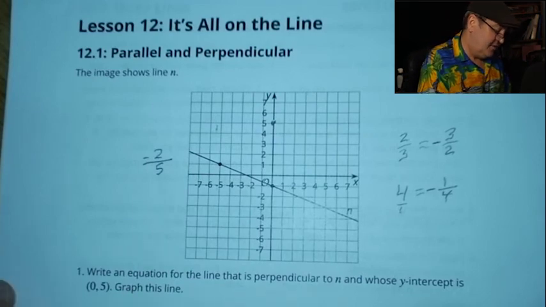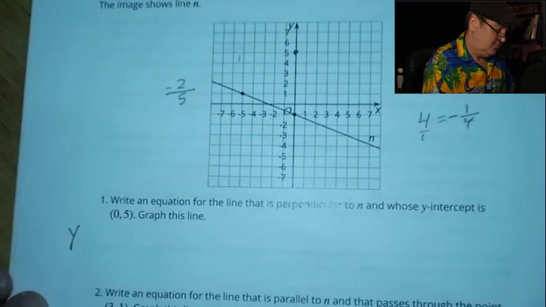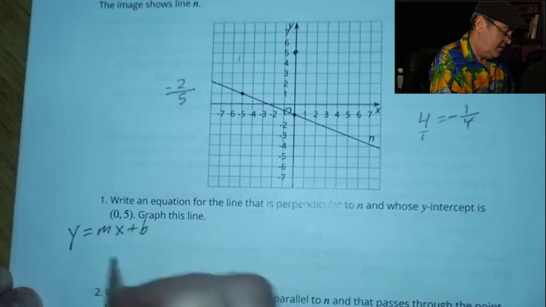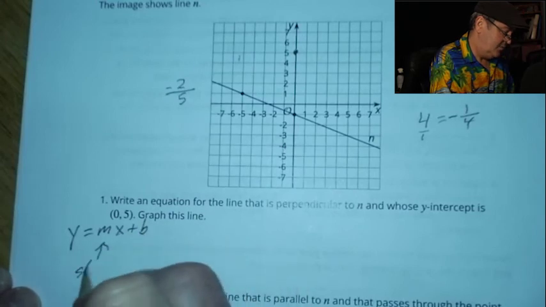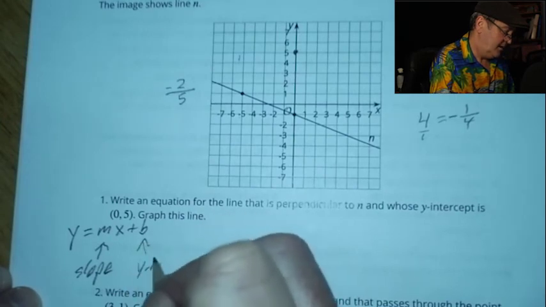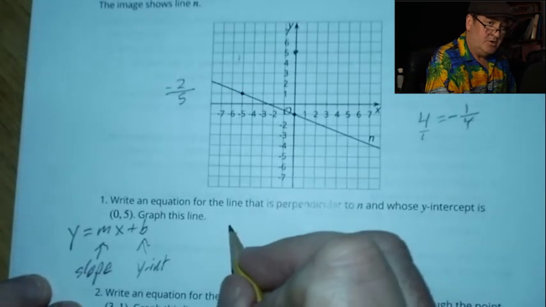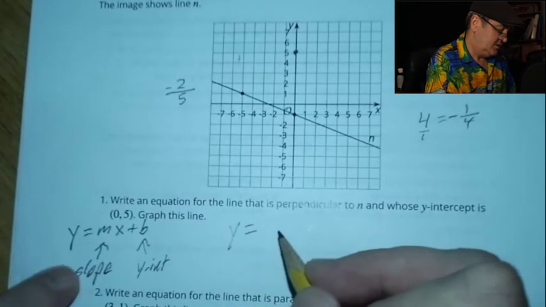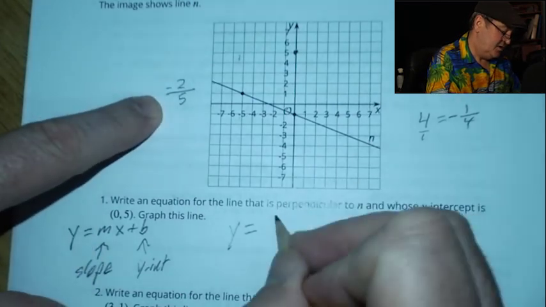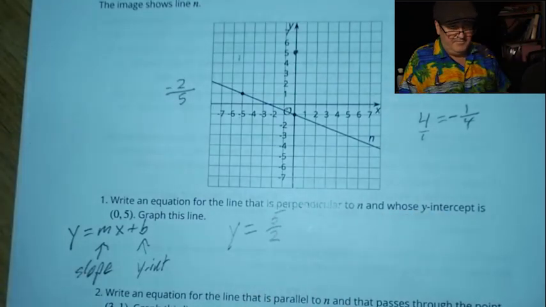So we need to write an equation. Our equation, remember, goes y equals mx plus b, where m is the slope and b is the y-intercept. So we're looking for the slope and the y-intercept. We're going to put y equals, and we want a slope for a line that's perpendicular, so we need to reverse the slope, make it 5/2 instead of 2/5.